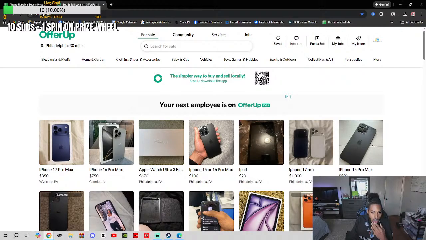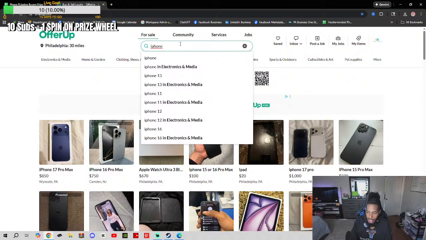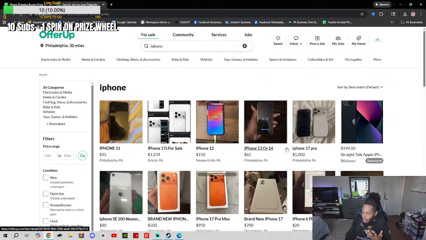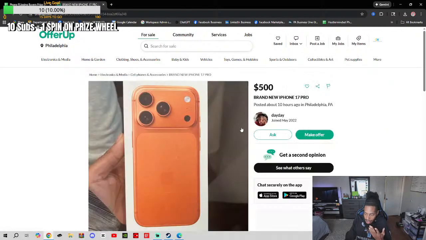Okay, so when it comes to phones, right? Let's say iPhone, right? If we do iPhone and we look at anything, let's just do a brand new iPhone 17. This is a scam. I don't even want to do this one.